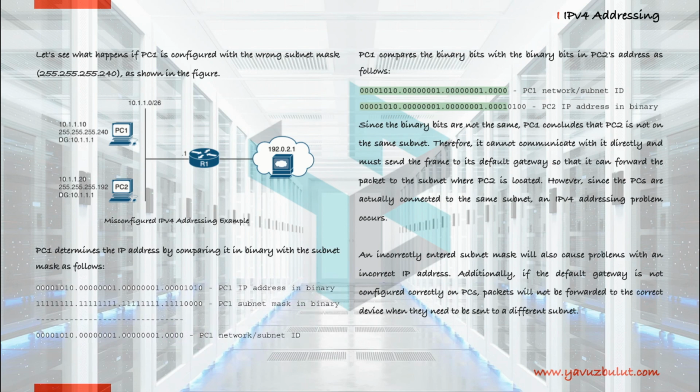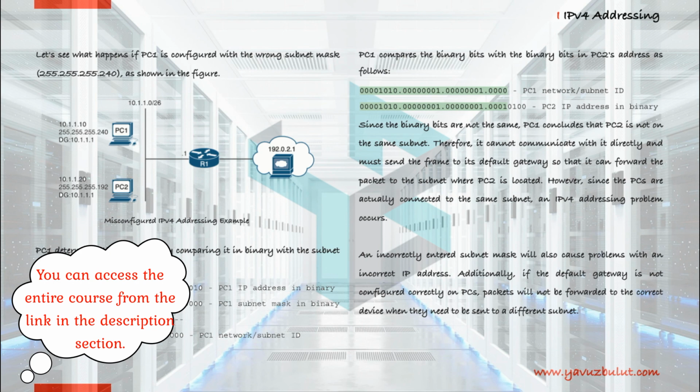Since the binary bits are not the same, PC1 concludes that PC2 is not in the same subnet and cannot communicate directly with it, so PC1 has to send the data to its default gateway to route the data to the subnet where PC2 is located. But since the PCs are actually connected to the same subnet, an IPv4 addressing problem occurs. An incorrectly entered subnet mask causes IP addressing problems, and if the default gateway is not configured correctly on PCs, packets are not forwarded to the correct device.